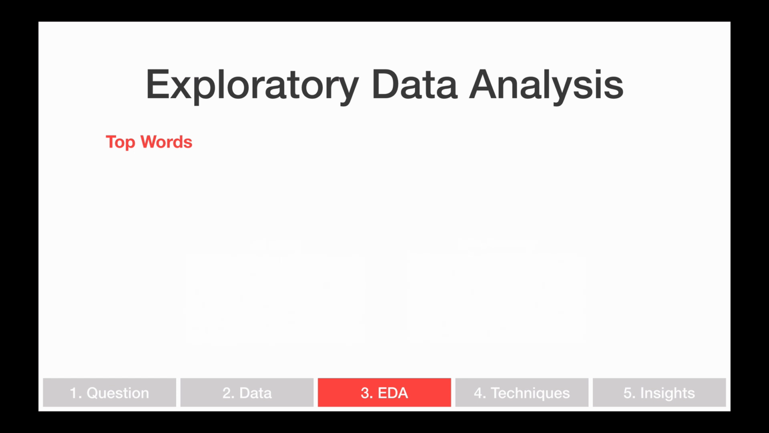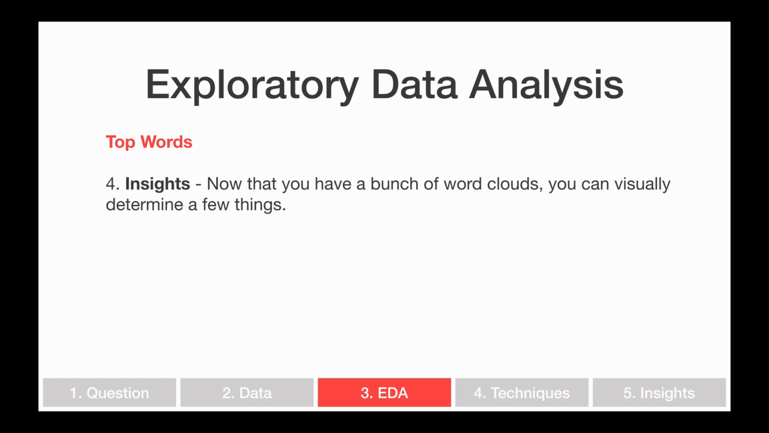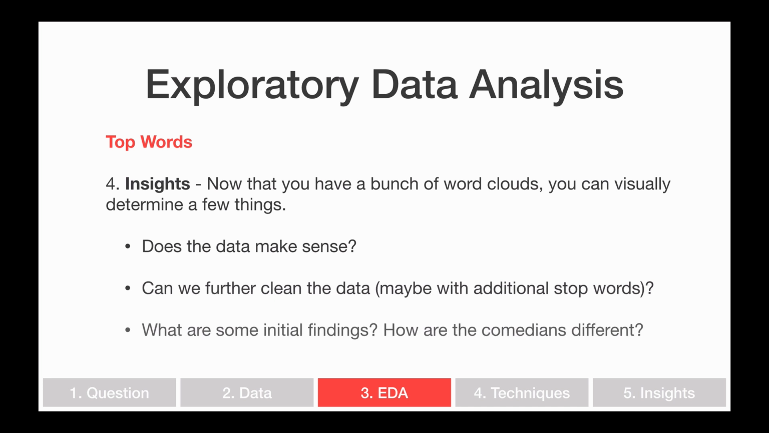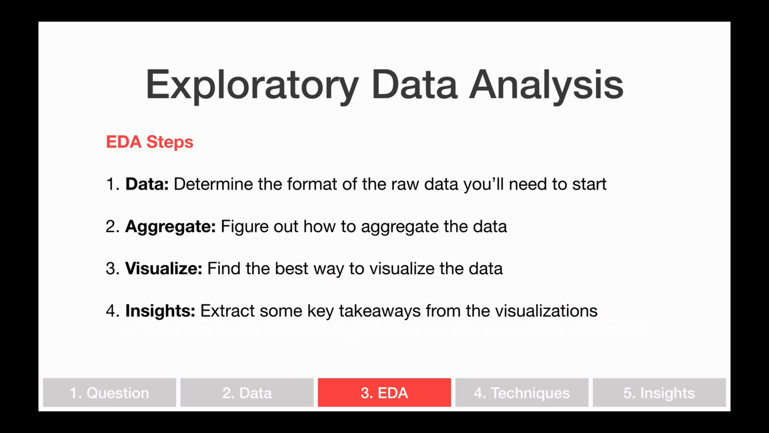And then finally, what are some insights we can get from this? So now that I have a bunch of word clouds, I can visually answer a few questions. Does the data make sense? And does further cleaning need to be done? And then also, what are some initial findings in how the comedians are similar or different? Okay, so those were the 4 steps of EDA: data, aggregate, visualize, and insights.